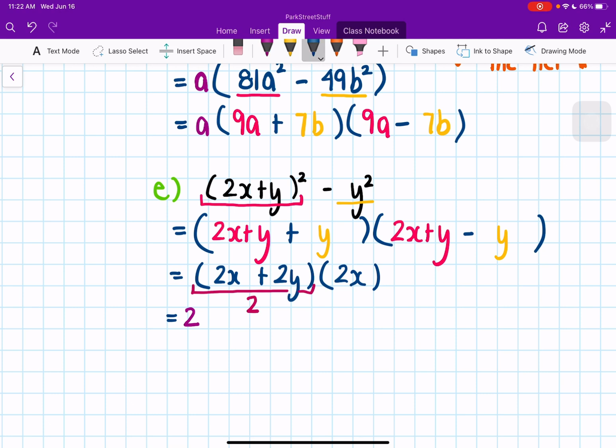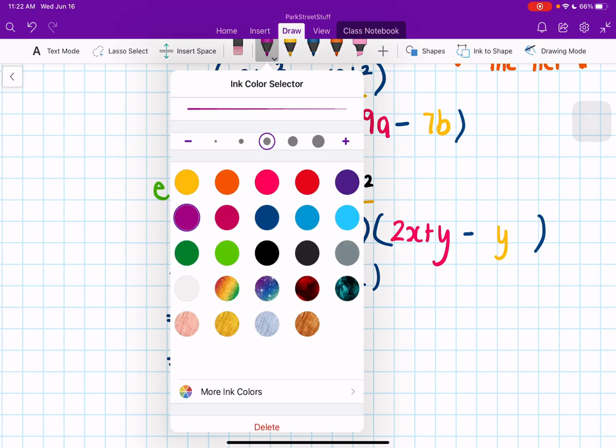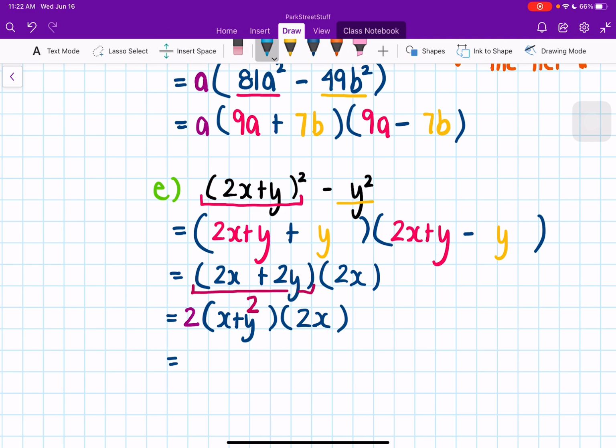And when I do that, inside this bracket, I'm left with x plus y. And then I have my second bracket, which says 2x. Okay, now that is completely factored. We could simplify or just rearrange this to make it look a little neater. And what we do to do that is we're going to combine this 2 and that 2x so that we actually will have 4x, because 2 times 2 is 4, and then we have x plus y.